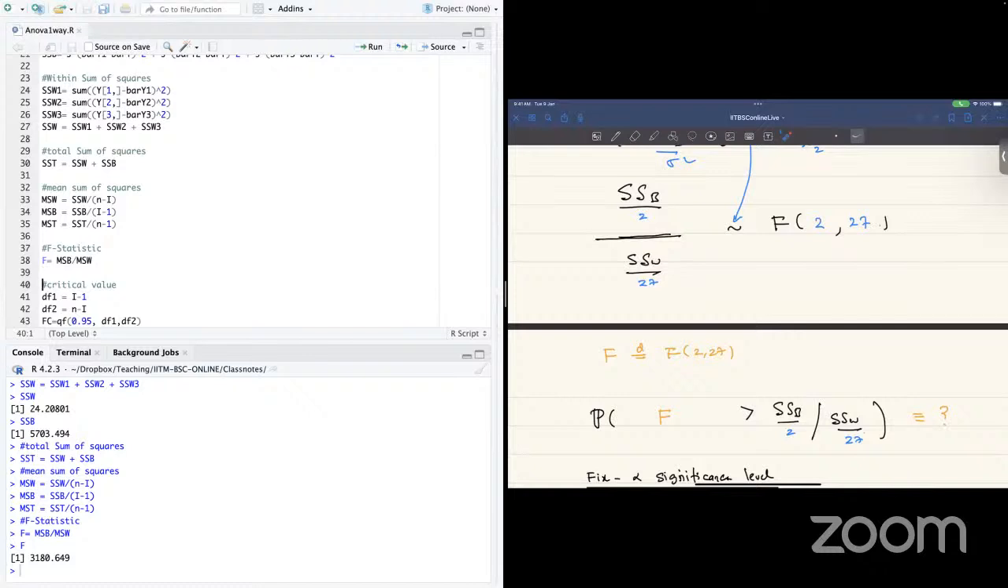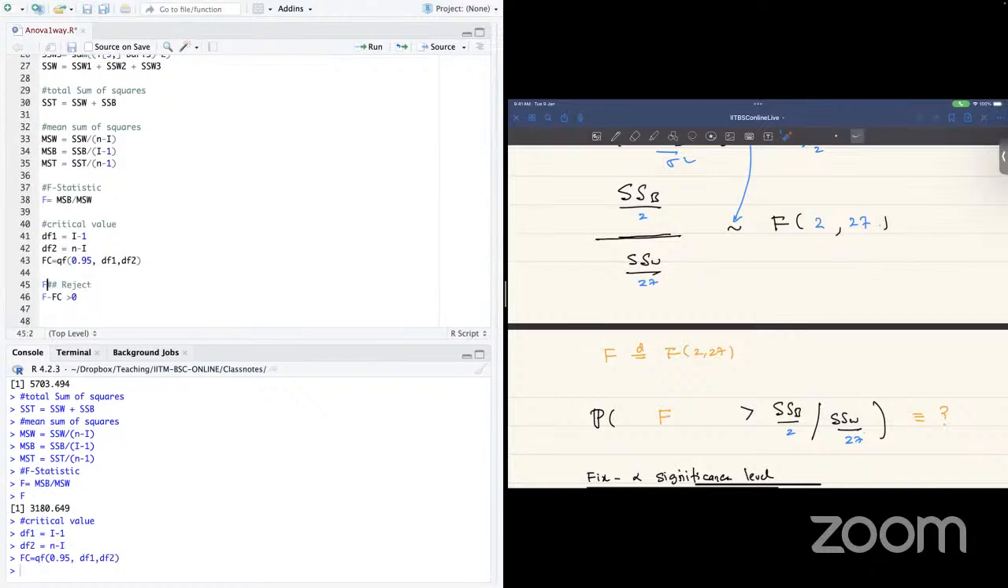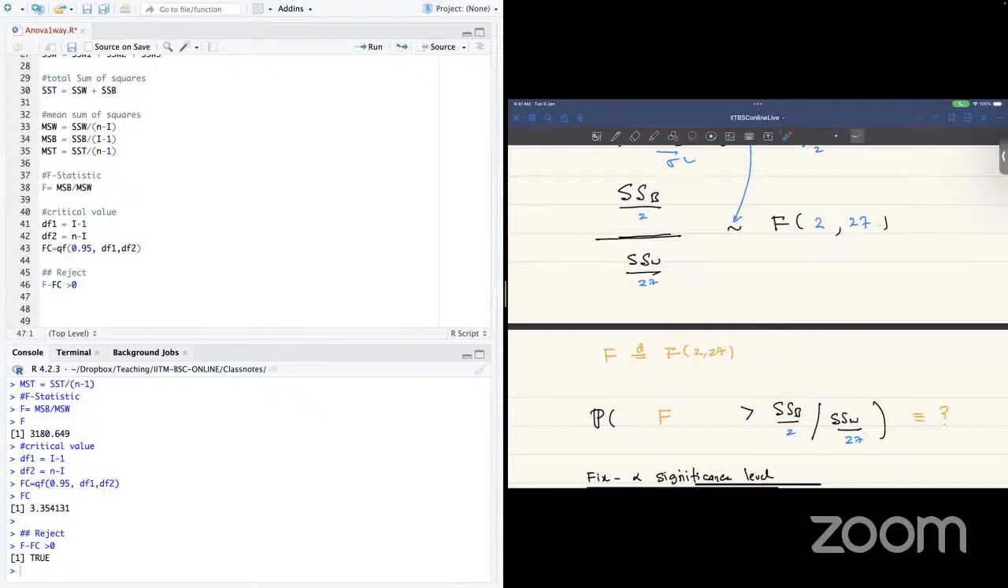Okay. Then I do I minus 1 and find the F critical. F critical should be the same for both of us. It should be something like 3.35. So clearly now my F is huge, right? It's much bigger. So definitely I did not have the null hypothesis.